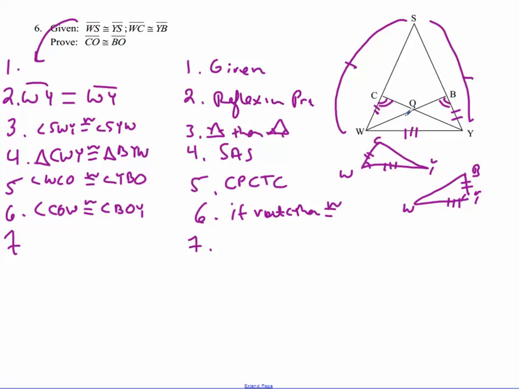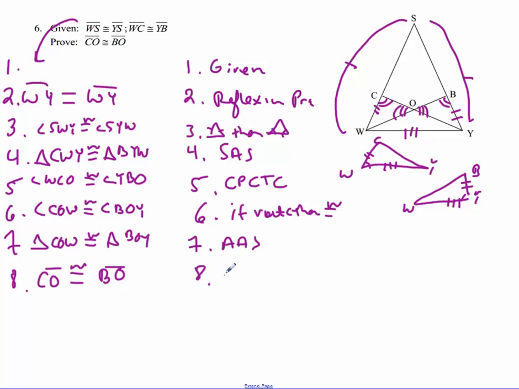Okay, I got a couple of angles congruent right here, and I got a side congruent right here. Angle, angle, side coming right on up. Okay, so that means triangle COW is congruent to triangle BOY. Okay, angle, angle, side. And then, of course, my last, final, and wonderful step is CO is congruent to BO. And that is angle, angle, side. CPCTC. There we go.